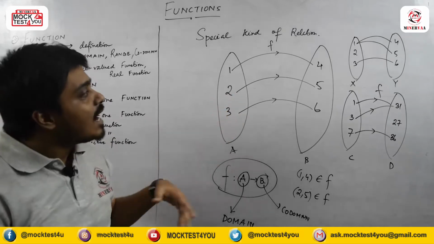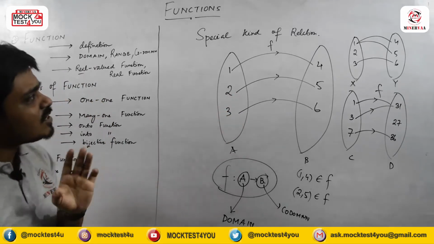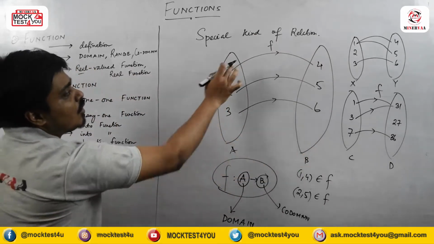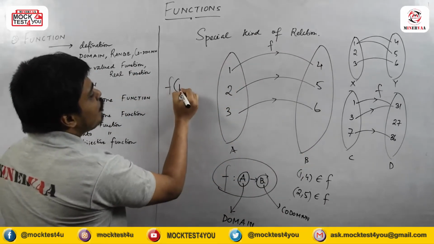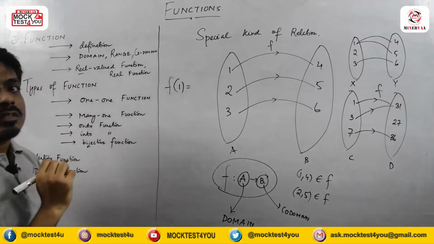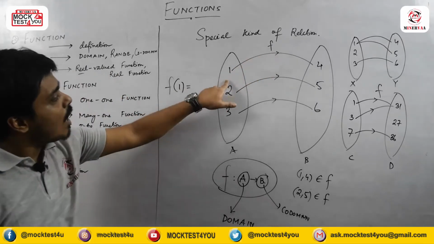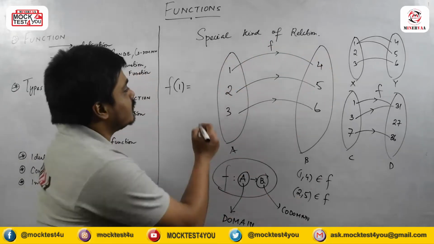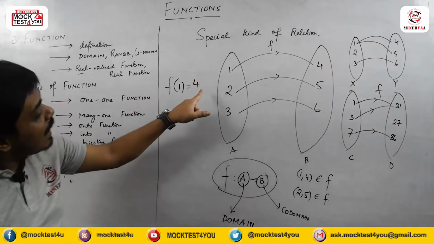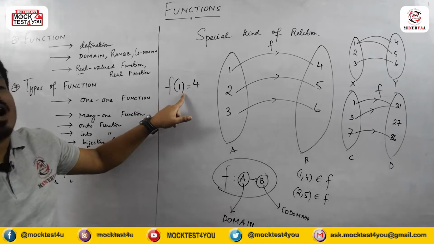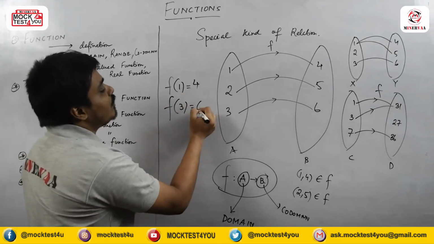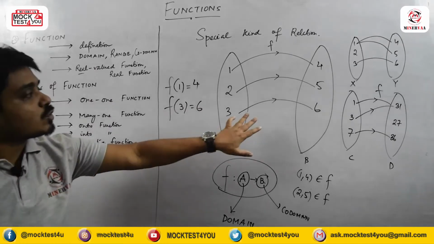This is the domain. Now, before doing this, let me just tell you one thing. If I have to write this function in a form, look here. If I have to write f of 1, what is f of 1 equal to? F of 1 means the function is mapping 1 to which element? 4. So the value of the function at 1 is equal to 4. The value of the function at 3 is equal to 6 for this one, okay?